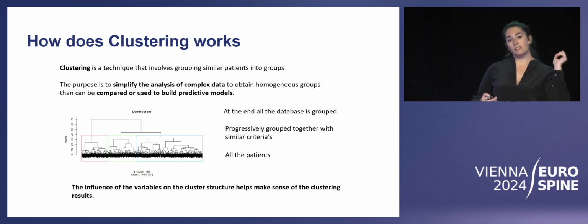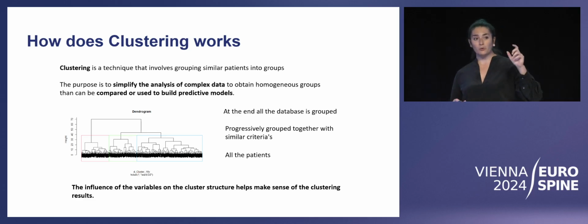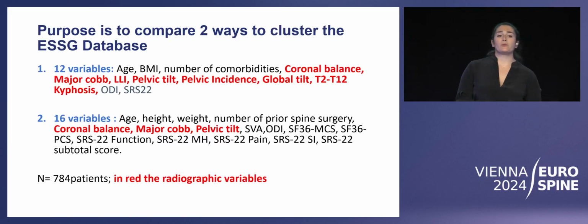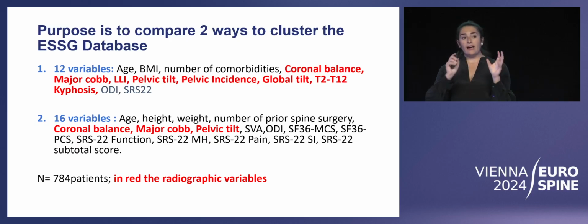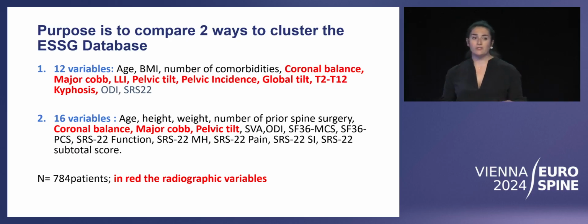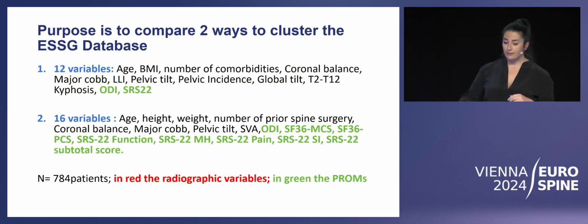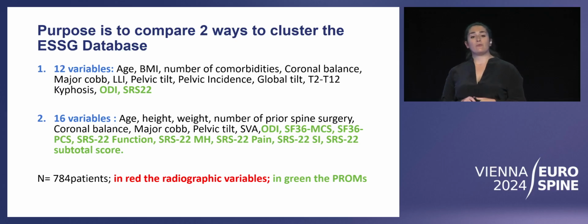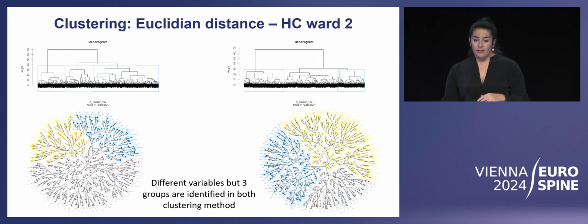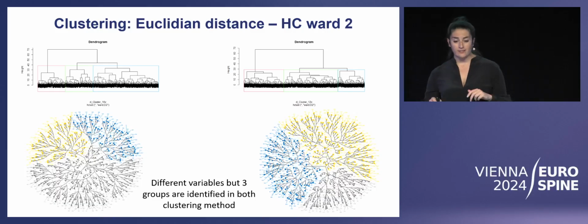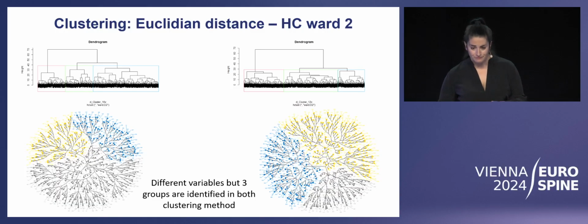So the question was, if we use different variables to start with, how are the results going to change? So what we did was to take the same patient group and cluster it with two clustering methods, one based on 12 variables and more heavy on the radiographic parameters, and the second one 16 variables, but more heavy on the clinical data. We had data from 784 patients, and this is what we saw. In both cases, we obtained 3 clusters. That was the same in both analyses.